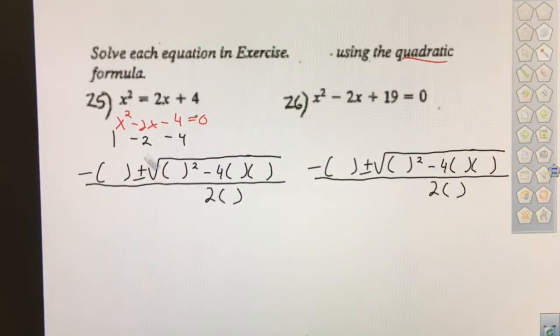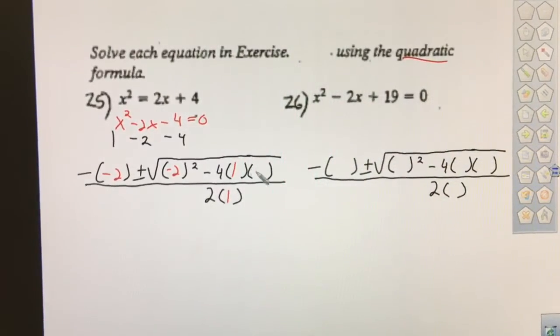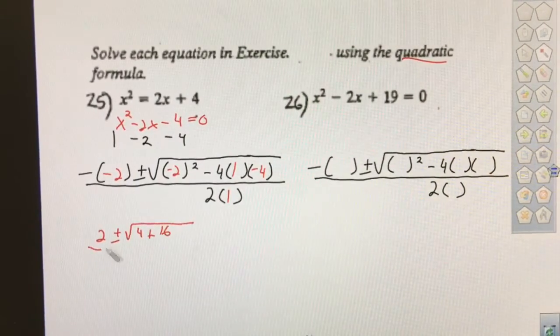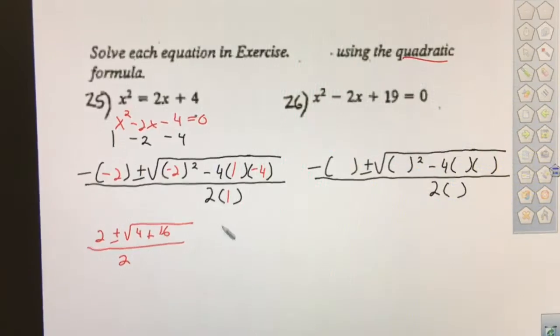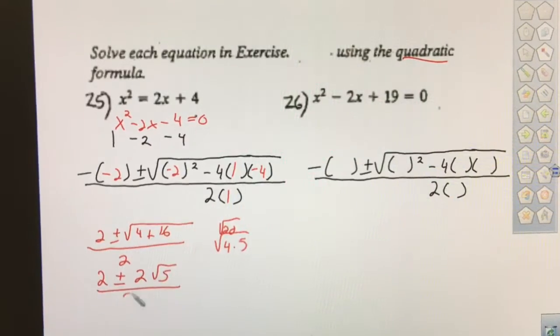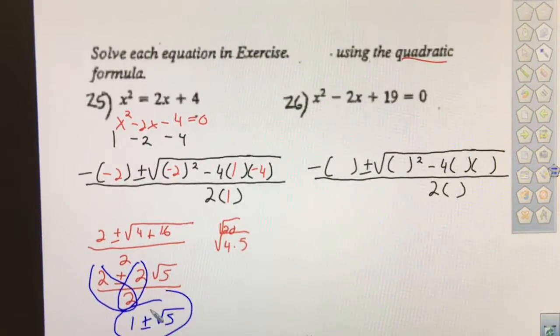Let's see what happens when I plug this in. So b is -2, -2, -2. A is 1, 1 there, and then -4 goes in the back. So it's going to give me -2 is positive 2 plus or minus the square root of 4 plus 16 all over 2. That's going to be 20. So square root of 20 breaks into 4 times 5. So that's going to give me 2 plus or minus 2 root 5 over 2. And let's notice that the 2 simplify. So that's going to give me 1 plus minus root 5. And that's my final answer.